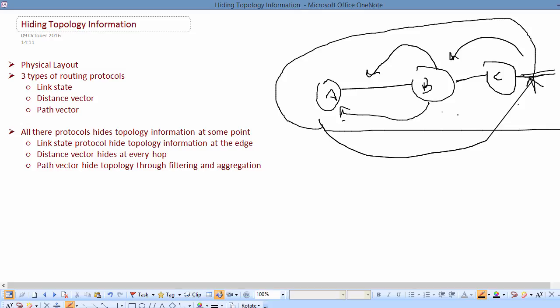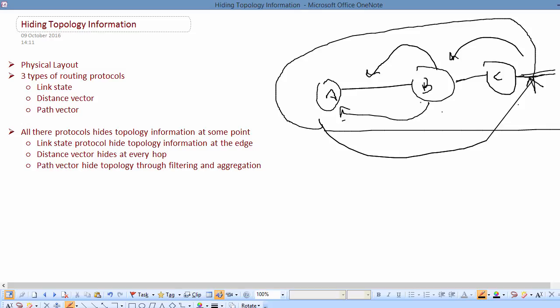As you can see from examining the three types of routing protocol currently in use, all three hide your topology information at some point. Link state hides topology information at the edge of a flooding domain. Distance vector hides topology information at every hop. Path vector protocol hides topology information through filtering and aggregation.